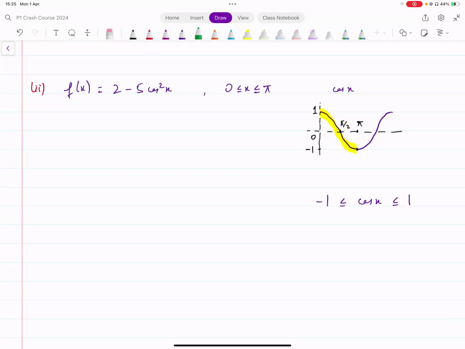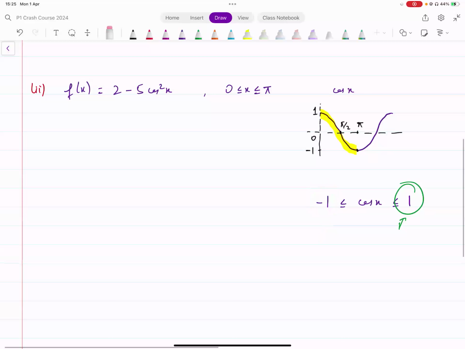Now, if it was just cos x and not cos square x, we could just directly input cos x equals 1 once, and then we could input cos x equals minus 1. We could just input these values one by one, and we would get the range of the function, the least value and the greatest value. But here the problem is we have cos square x. Now, what happens when you have cos square x?